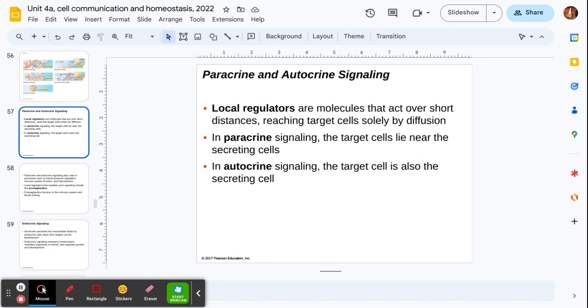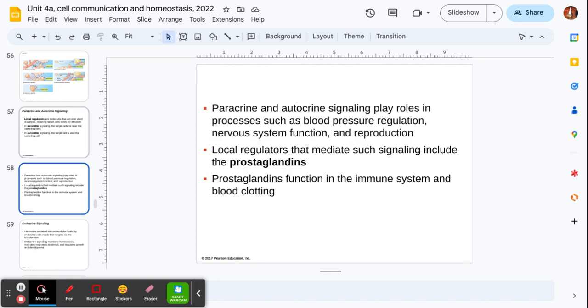Autocrine signaling is where the cells are usually the cells that started the message in the first place. So it's really a feedback mechanism to say once enough of a chemical message has been secreted or released, okay, that's enough. We've done our job. We can shut down now, and we don't have to continue releasing that chemical. So those are the local ones. Paracrine and autocrine signaling play roles in things like blood pressure regulation, nervous system, as well as reproduction.